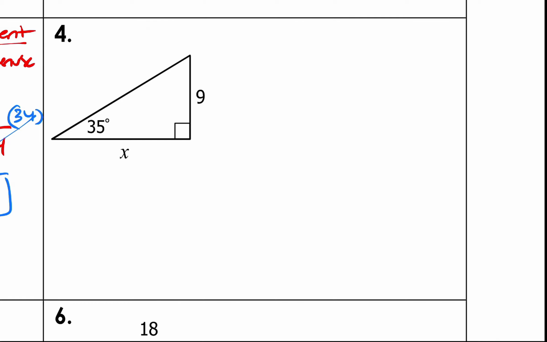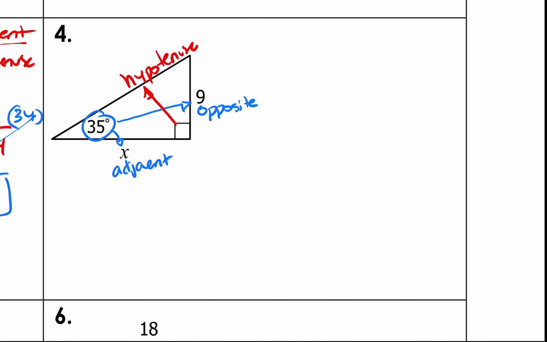All right, number 4. Here's our angle. We have the opposite side, which is 9, and we also have the adjacent side. And don't forget, how do we know that those are the legs, those are the opposite and adjacent? We know that because here's my right angle. The side opposite the right angle is always the hypotenuse. Opposite and adjacent sides are only the legs.